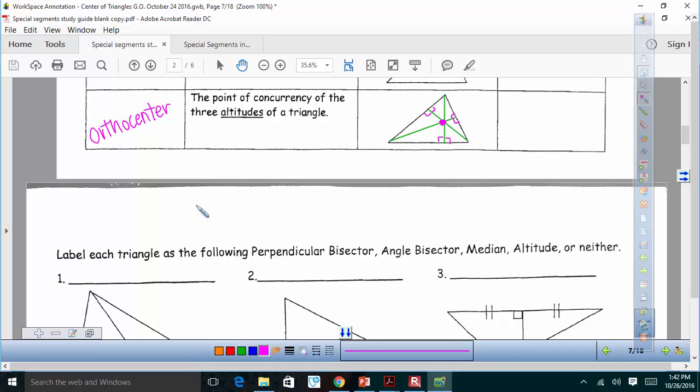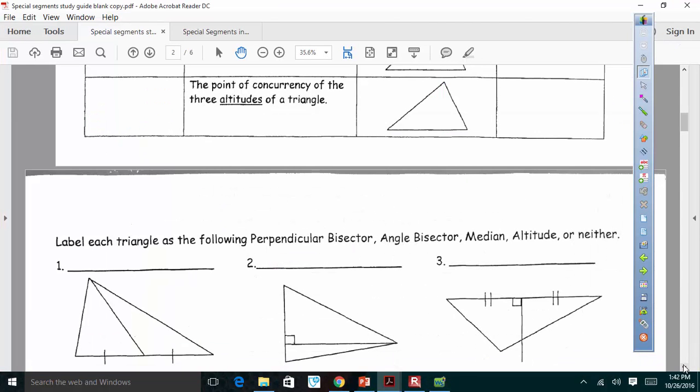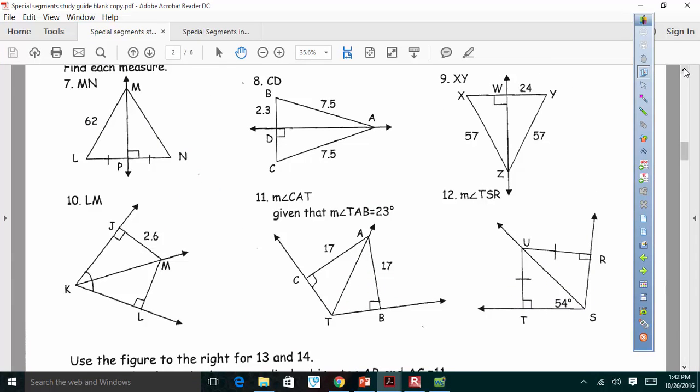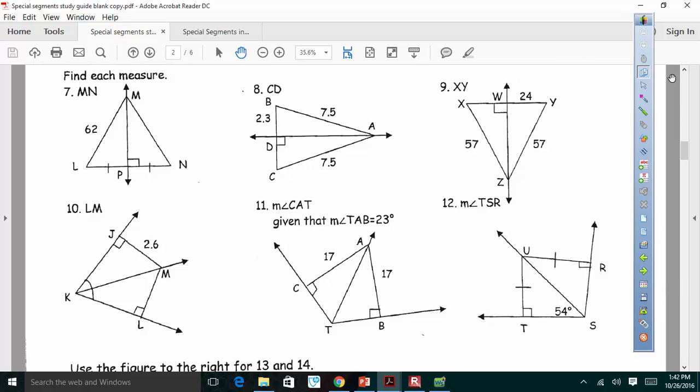Okay? So the first question that you asked about was number 9. And if you don't need number 9 solved, go ahead and work ahead. And as we get to things, if you need help, we can go over those.